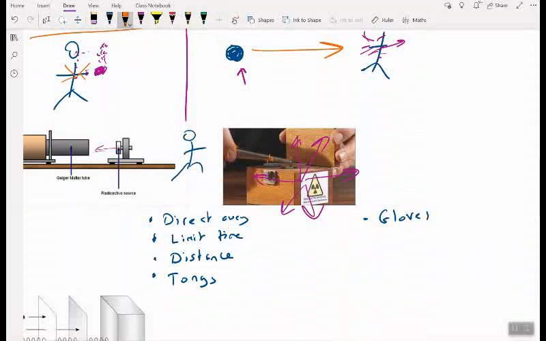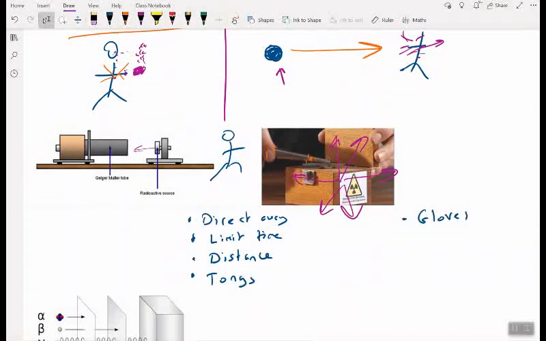Another thing, if not so much in this experiment, but in an accident like in Fukushima or Chernobyl, where there was smoke in the air, one thing you would wear to prevent contamination is a mask to stop that debris going into your lungs.